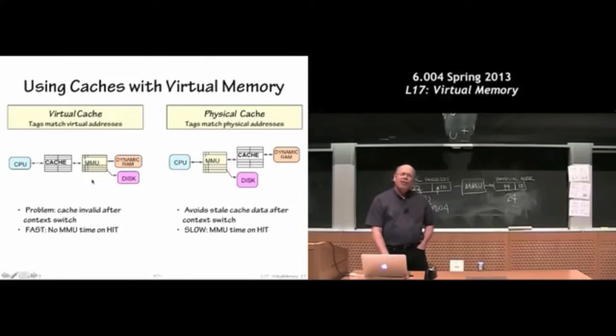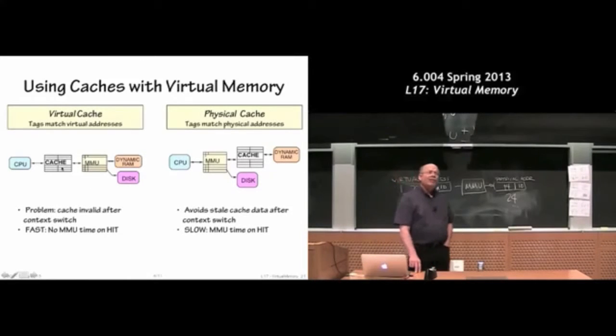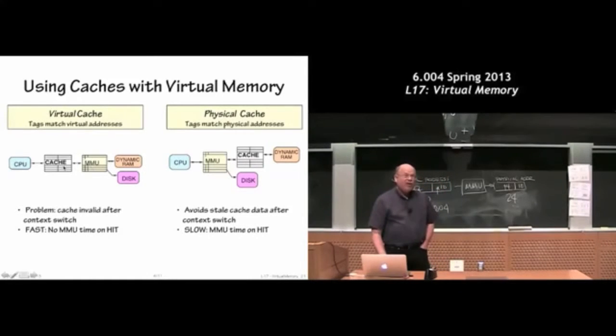Okay, so here at the end, just to finish up, so far we have a cache and we have a memory management unit. What order should they go in? Should the cache be listening to the virtual addresses of the CPU? Okay, in other words, this process seems a little slow, so this is attractive.